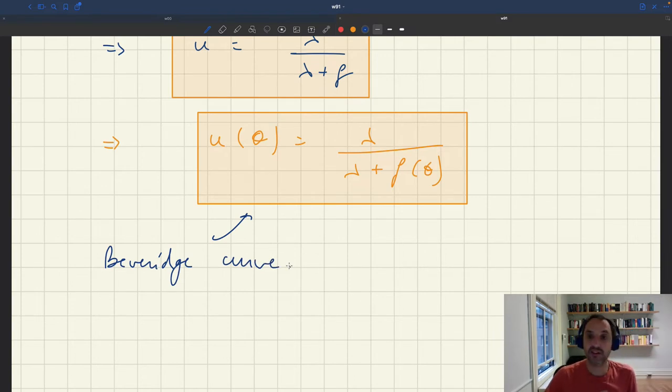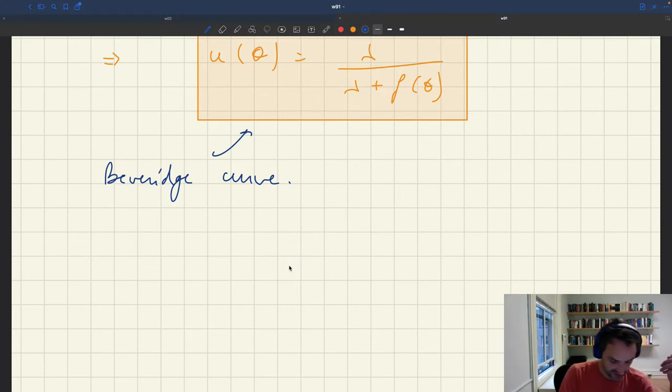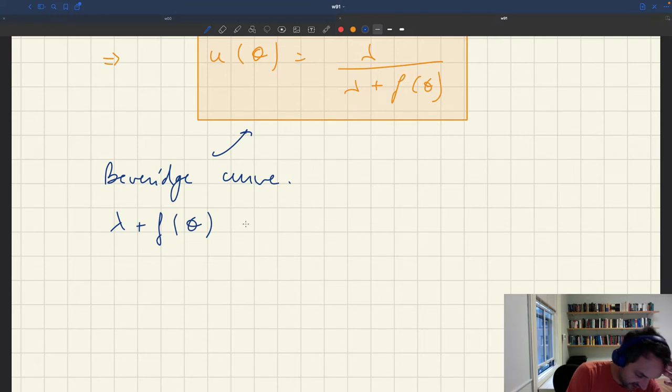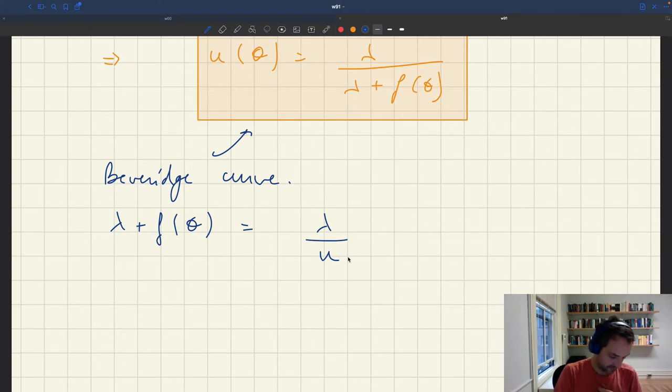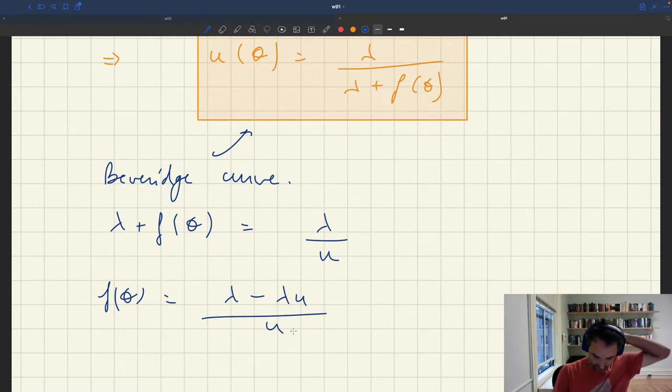So this is the Beveridge curve. How can we see that it's a negative relationship between unemployment and vacancies? Well, we can rewrite this as follows. This relationship, you can rewrite it as lambda plus f of theta is equal to lambda over u. So you can rewrite this as f of theta is equal to lambda minus lambda u over u. Here I've just subtracted lambda on both sides.